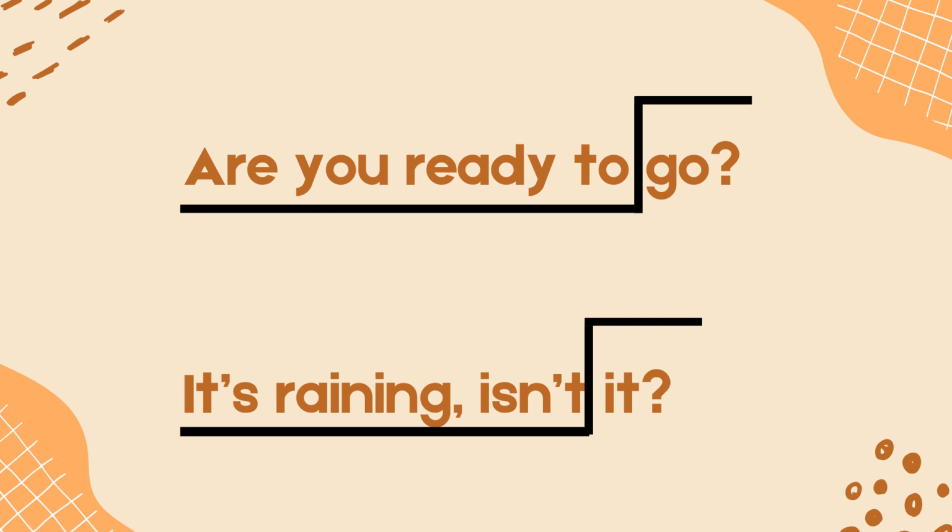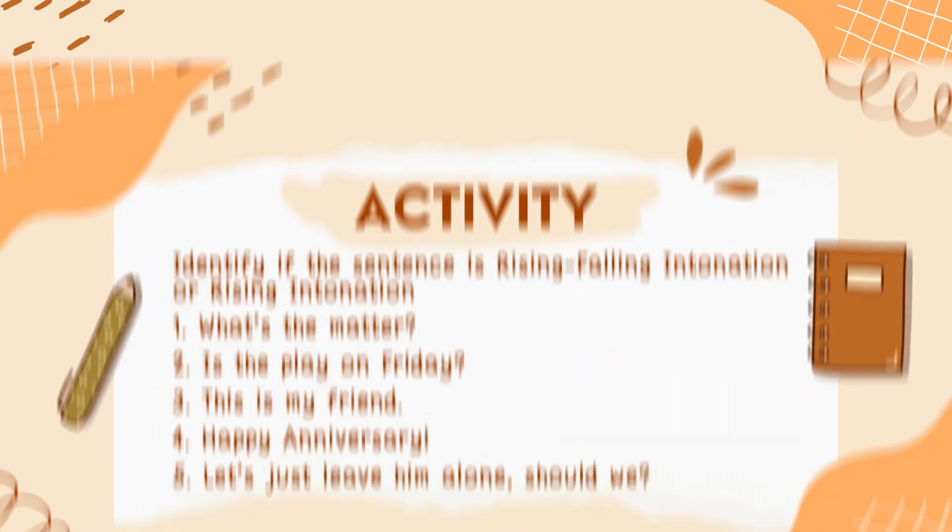We also use rising intonation when asking tag questions. Example: it's raining, isn't it? The rising intonation suggests that we're not sure and would like a response from the other person.